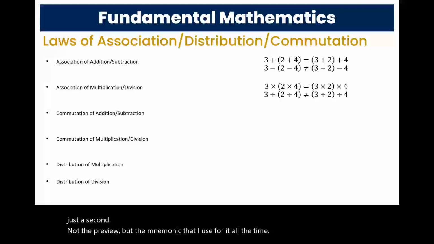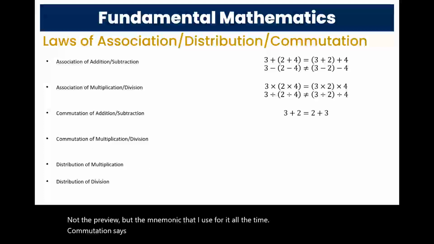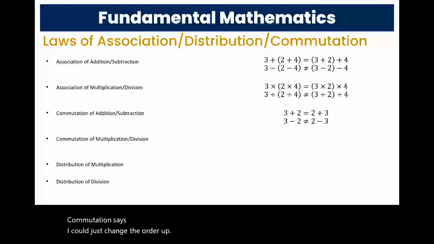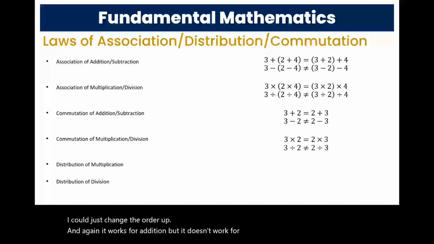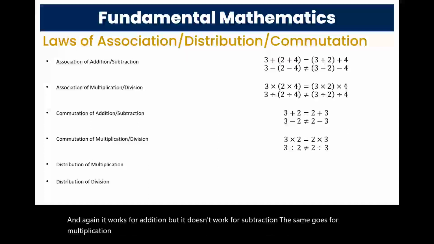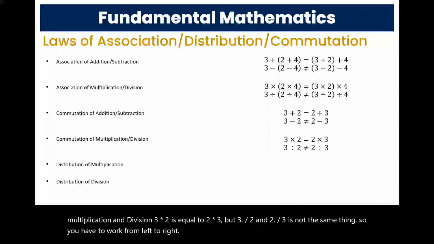Commutation says I could just change the order up. And again, it works for addition, but it doesn't work for subtraction. The same goes for multiplication and division. 3 times 2 is equal to 2 times 3, but 3 divided by 2 and 2 divided by 3 is not the same thing. So you have to work from left to right on these types of questions.